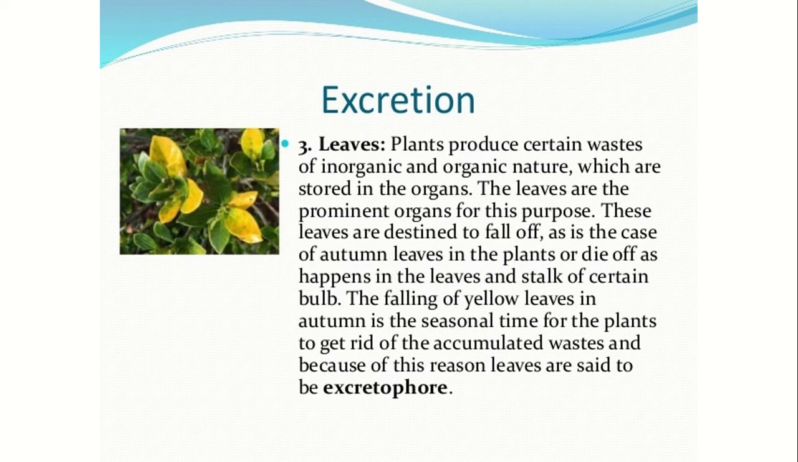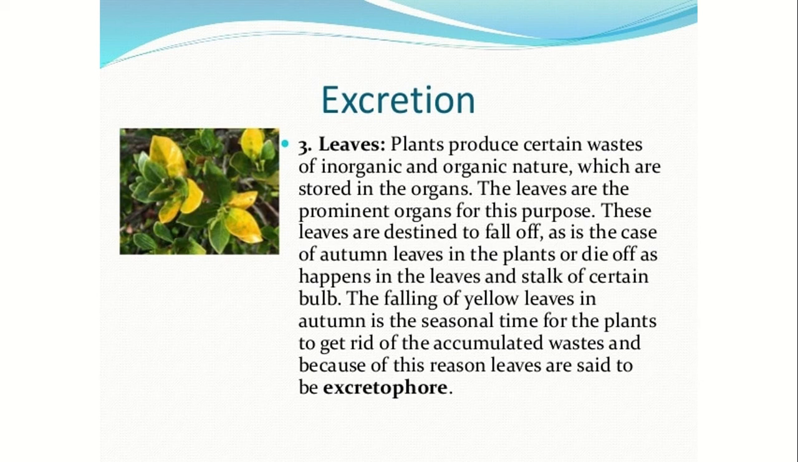Next is leaves. Everyone knows the leaves which turn yellow, then dry up and fall off onto the ground. This is also one method used by plants to excrete. The waste products enter into the leaf and cover the leaf, it dries, and the waste is left on the ground.